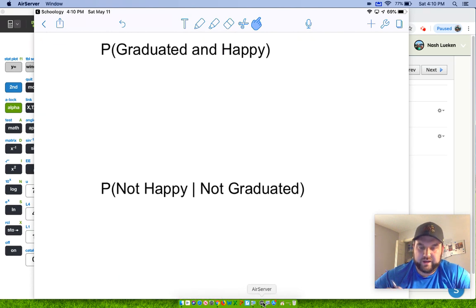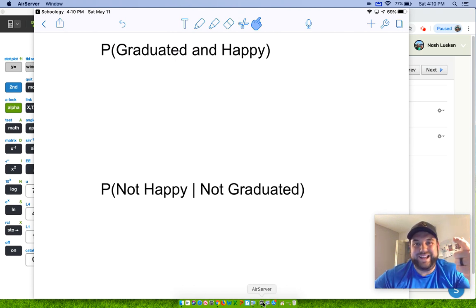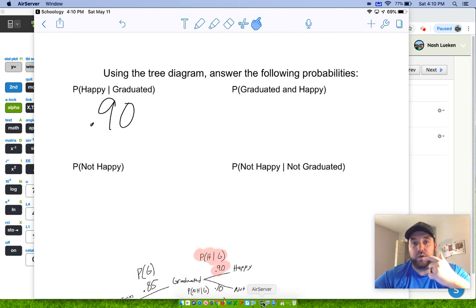Okay, so 0.90. Now the next question is where we have to do some thinking. What's the probability that a person chosen at random graduated and is happy? Now, what's key here is that the word "and" does not tell me anything about that person. I don't know for a fact that they're a happy person. I don't know for a fact they graduated. This is just saying if I pick someone at random, what is the probability that they both graduated and they're happy?